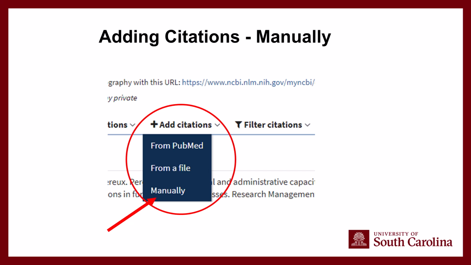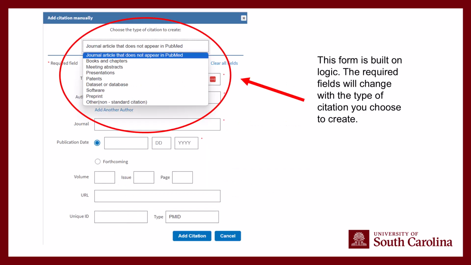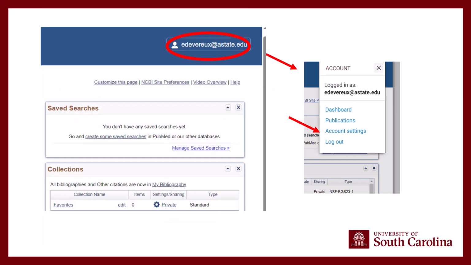Now to add citations manually. This form is built on logic. The required fields will change with the type of citation you choose to create. You can choose from journal article that does not appear in PubMed, books and chapters, meeting abstracts, presentations, patents, dataset or database, software, preprint, or other, a non-standard citation.